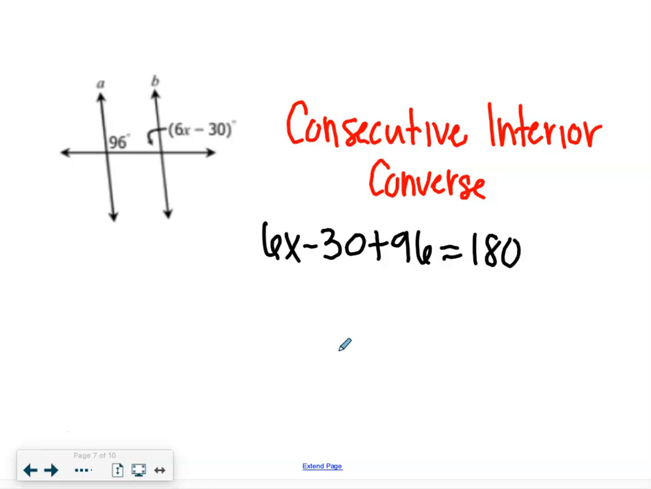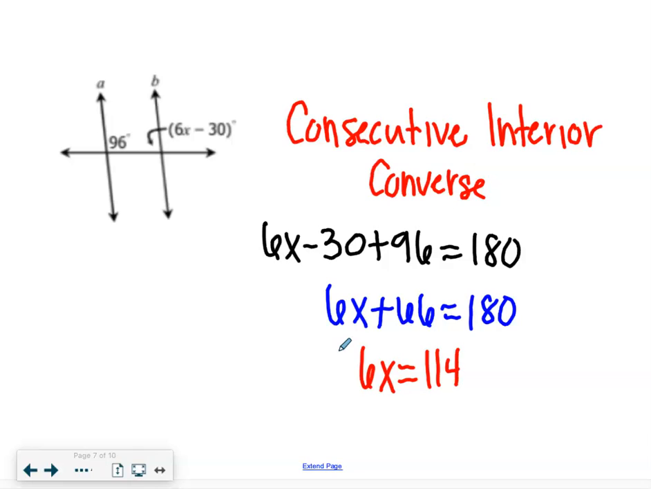We add like terms, we'll have 6x plus 66. Get rid of our 66. What's 180 minus 66? 114. Divide out.